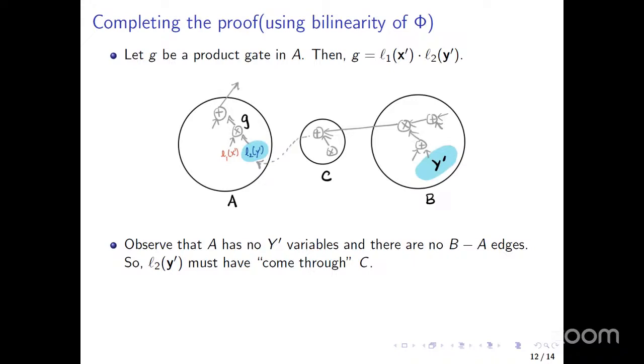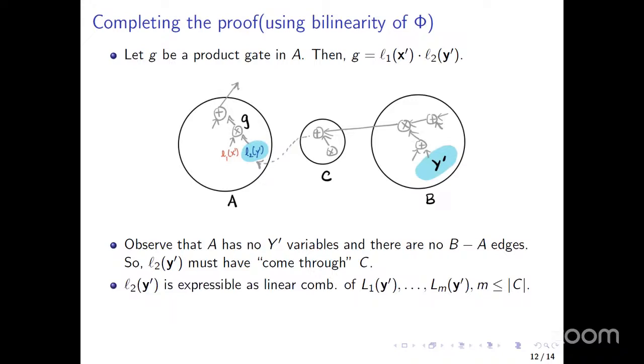So what does "come through" mean in math? And this is what it means. So this linear form here must have been expressible as a linear combination of not more than the size of C many linear forms. So I'm going to hide the proof of this under the carpet, but that's what "come through" means in math. I presume it's fine.